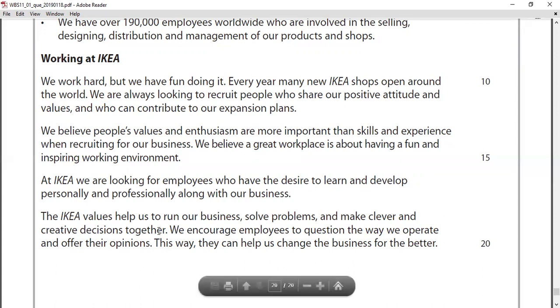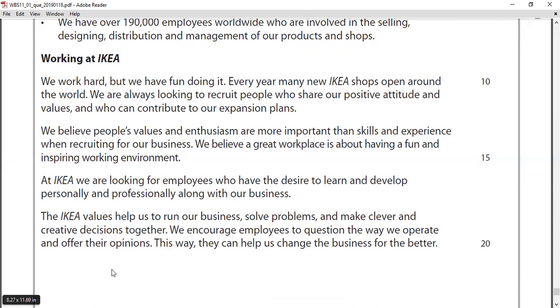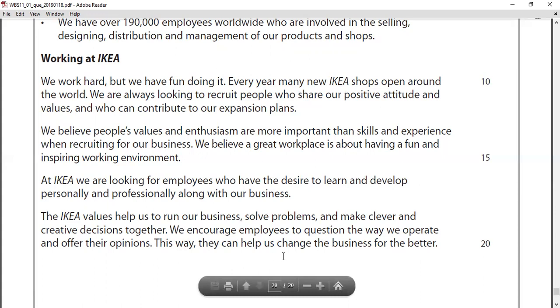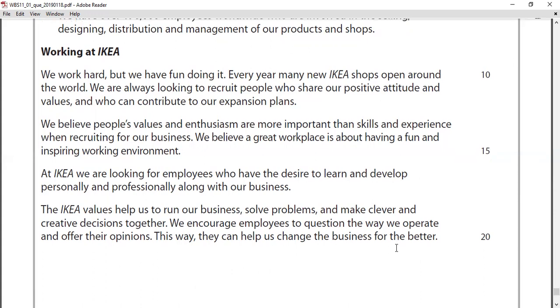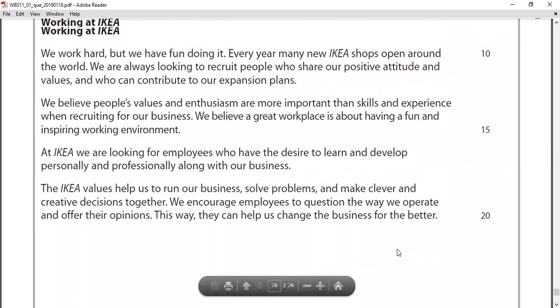The IKEA values help us to run our business, solve problems, and make clever and creative decisions together. We encourage employees to question the way we operate and offer their opinions, which is a very important quality of democratic control. This way, they can help us change the business for the better. They are giving the employees ideas and also taking opinions. Okay, that's all about the case study.